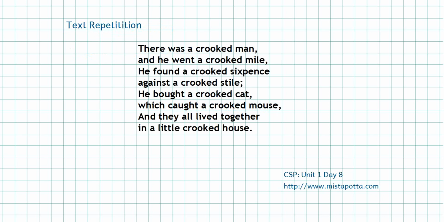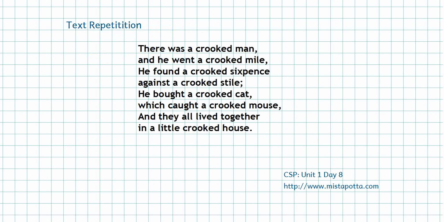There is a crooked man and he went a crooked mile. He found a crooked sixpence against a crooked stile. He bought a crooked cat which caught a crooked mouse, and they all lived together in a little crooked house. Part of the reason that nursery rhymes work so well, especially with little children, is that they evoke pattern, rhythm, and rhyme. So we see these repeating phrases, like "a crooked" that shows up here and here and here and here. It's kind of a theme for this. So that's a repeated phrase.